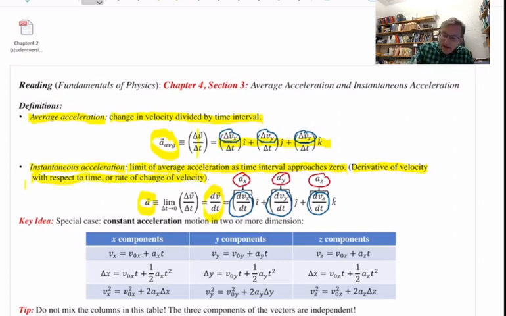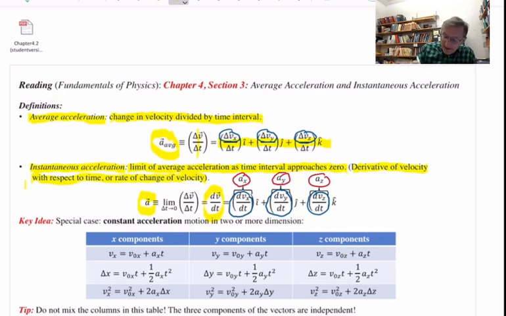Here's one special case, again building from chapter 2. How about if the particle is moving around, let's say in 3-dimensional space, and we know that its acceleration vector is constant as it moves. Remember, that's constant acceleration motion. We had special equations in chapter 2 called the constant acceleration equations that we could use to study the motion of a particle if its acceleration is constant. We still do that here.